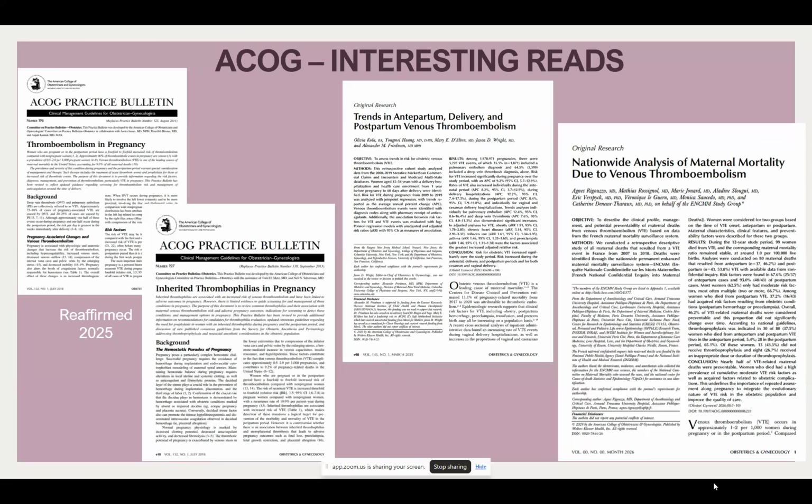And then the last little thing that I wanted to add in is, what does ACOG say? ACOG agrees with everything that we've already talked about. There are two practice bulletins that have both been reaffirmed in 2025, for thromboembolism in pregnancy and inherited thrombophilias in pregnancy. Really great recommendations on assessing risk factors as well as management. And then there are these two articles that I found yesterday, as I was wrapping up and making sure that I wasn't missing anything.